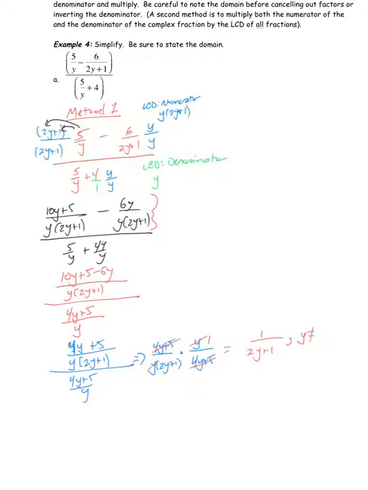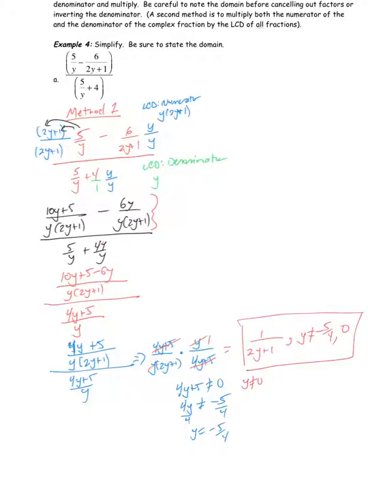So we canceled out 4y plus 5. So we want to know what values make that 0. So 4y plus 5 is not equal to 0. That means 4y is not equal to negative 5, subtracting 5 from both sides. Dividing both sides by 4 would be y is not equal to negative 5/4. So I'm going to list that up here. And then our other factor that we canceled out was a y, so we say y is not equal to 0. This is our simplified expression, 1 over 2y plus 1, where y is not equal to negative 5/4 or 0.